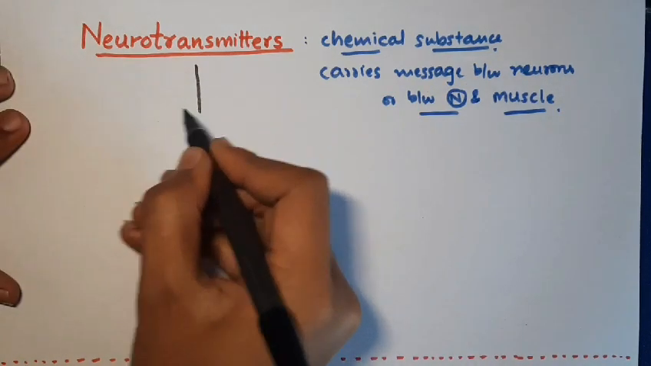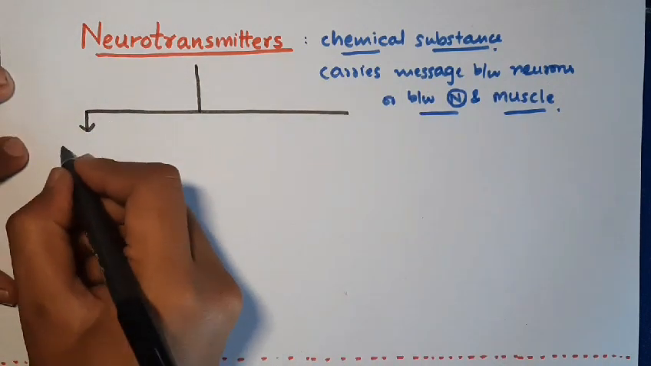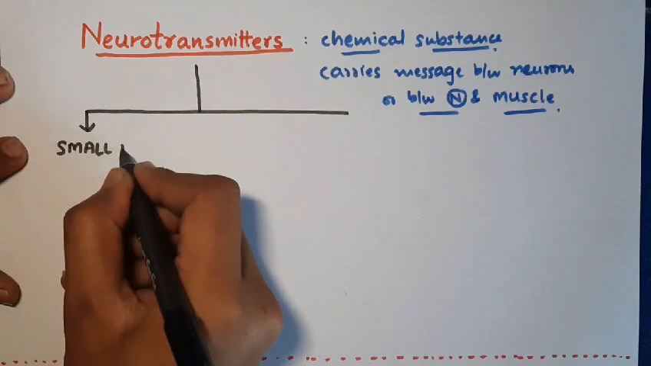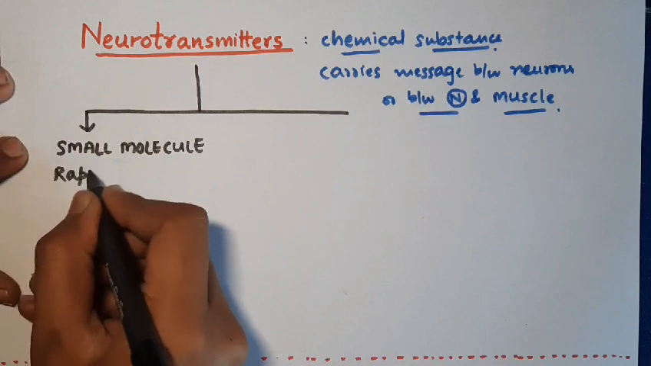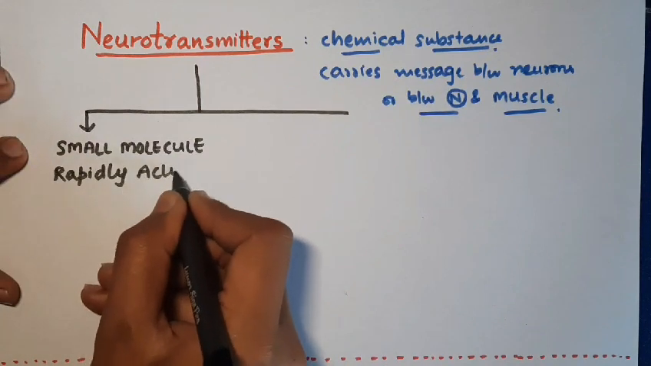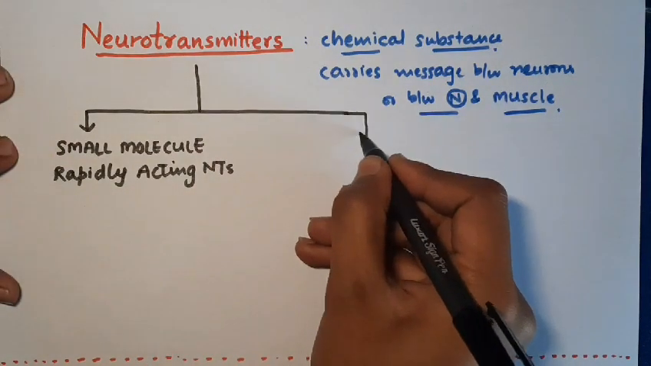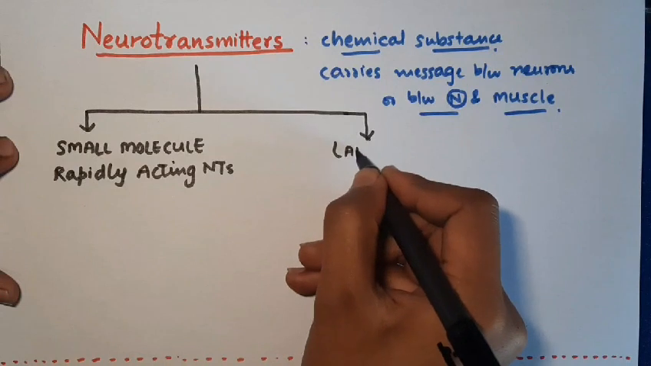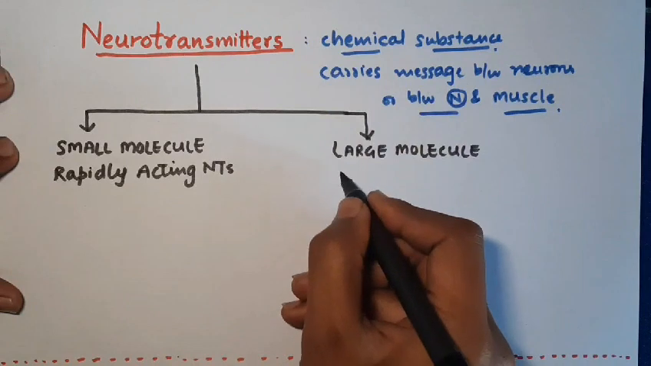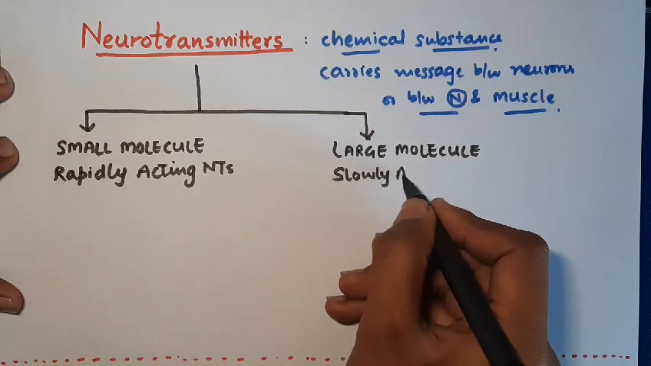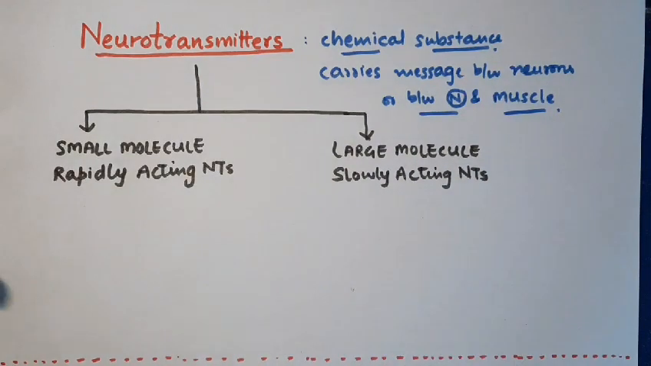Now let us try to understand the classification of neurotransmitters. So neurotransmitters can be broadly classified into two types. One class is small molecule rapidly acting neurotransmitters, and another class is large molecule slow acting neurotransmitters. They can be the small molecule neurotransmitters which are rapidly acting, and large molecule neurotransmitters which are slowly acting.